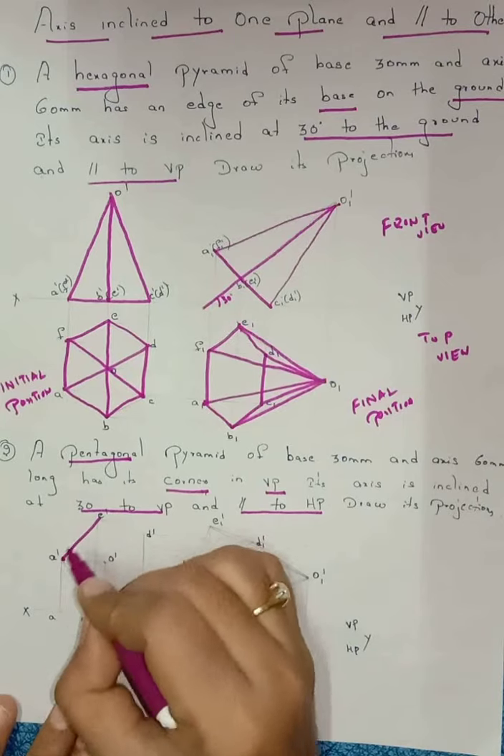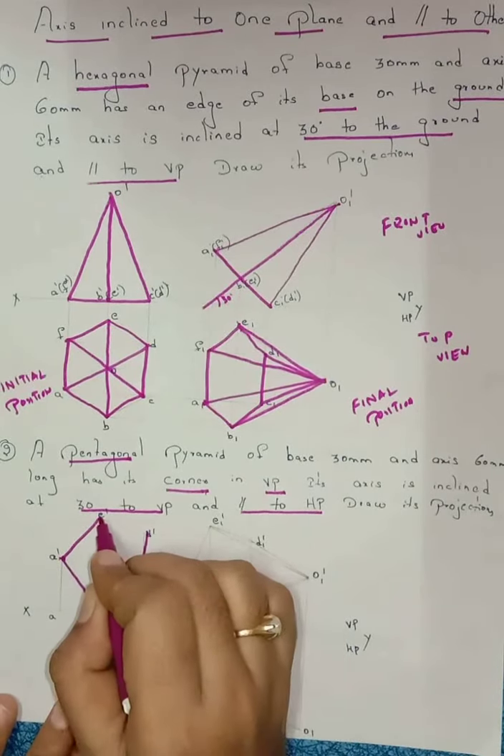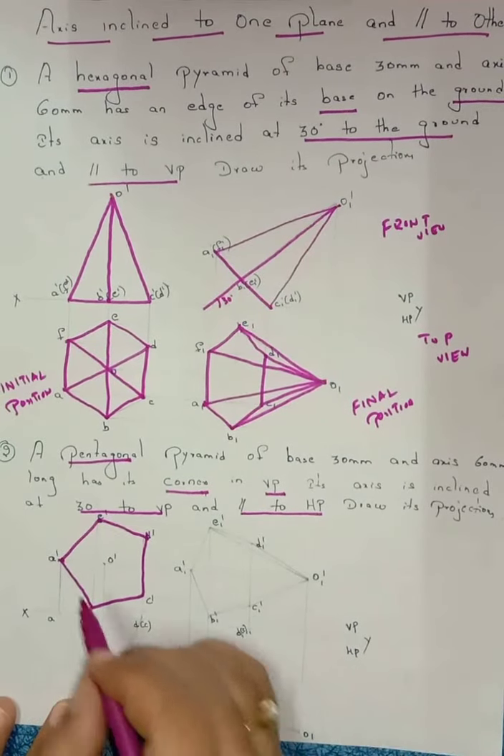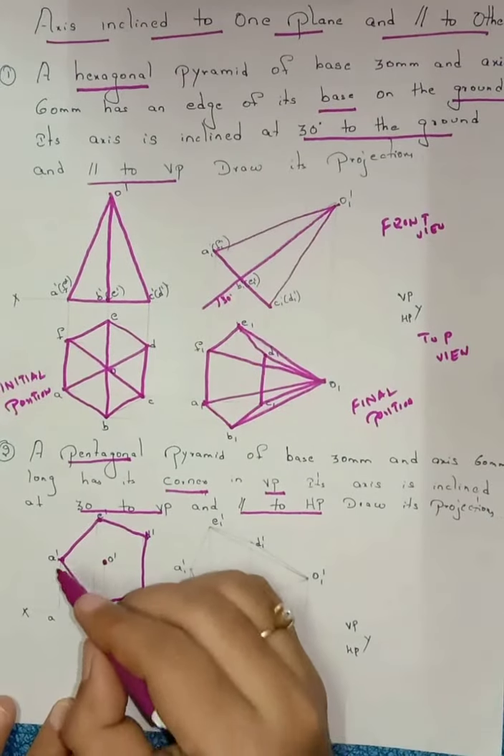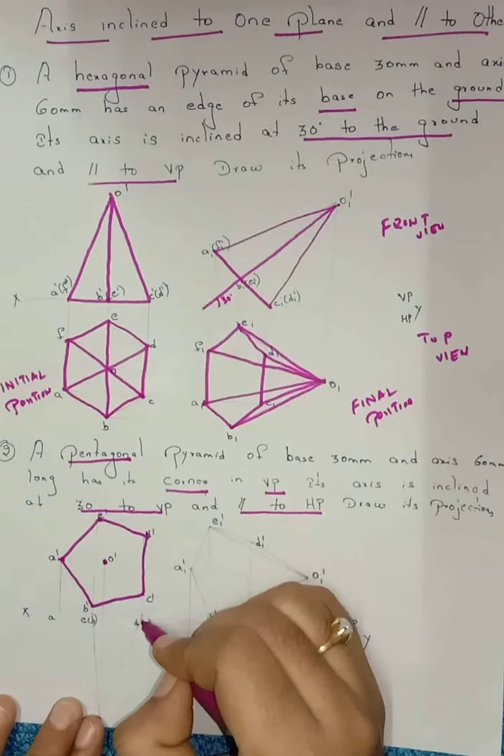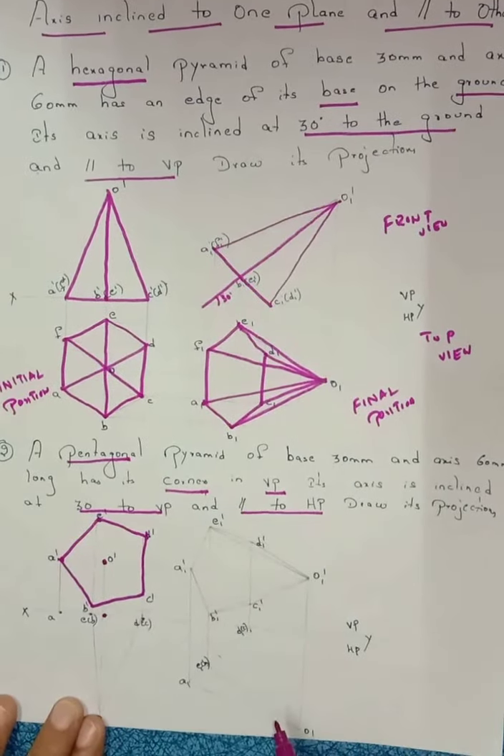Starting with corner, construct this pentagon A, B, C, D, E of length 30 mm. Leave 5 mm gap. Draw the reference line. Mark the midpoint of the pentagon. After that, from every corner, from A, from E, B, D, C, project all the lines till this reference line. From O also project the line till the reference line.